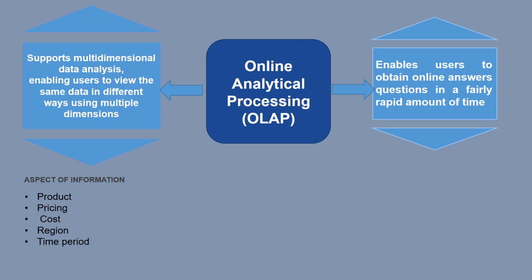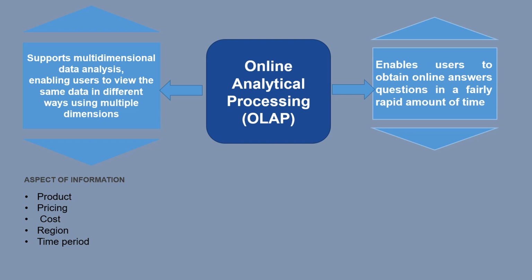At the same time, this also enables users to obtain online answers to questions in a fairly rapid amount of time, meaning there is already a built-in system in the business from which to gather this information as quickly as possible. With this, managers and supervisors could use multidimensional data to visualize the difference in sales of certain products within a previous quarter. An example is the SM group of companies, which have different branches all over the Philippines and also a few branches in Southeast Asia.